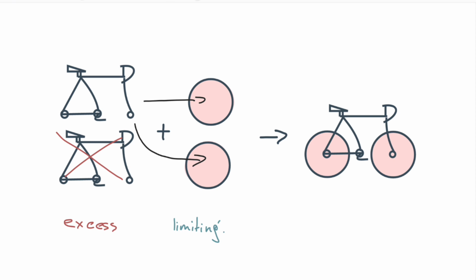That's why you use limiting reagents, in order to count the amount of the product. Okay, so if you have two wheels, you can construct one bike. The same applies in chemistry, but the question is, how can you find the excess and limiting reagent?